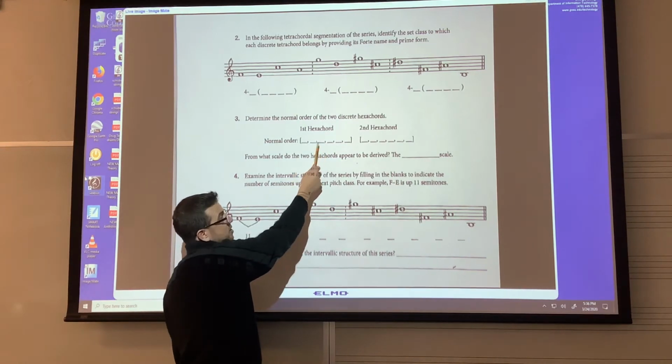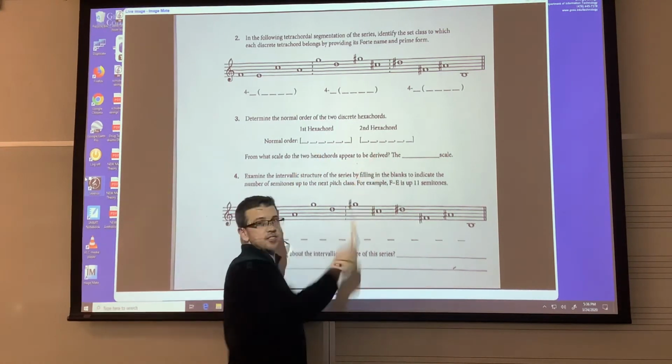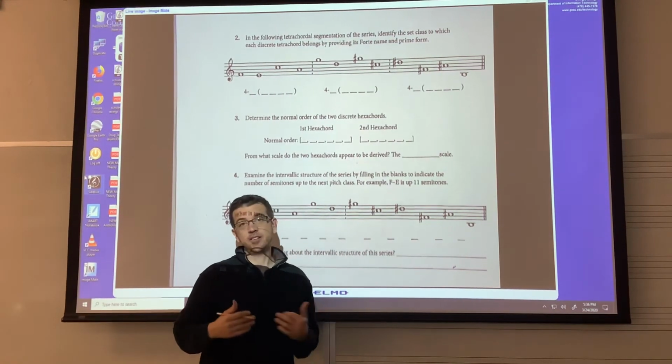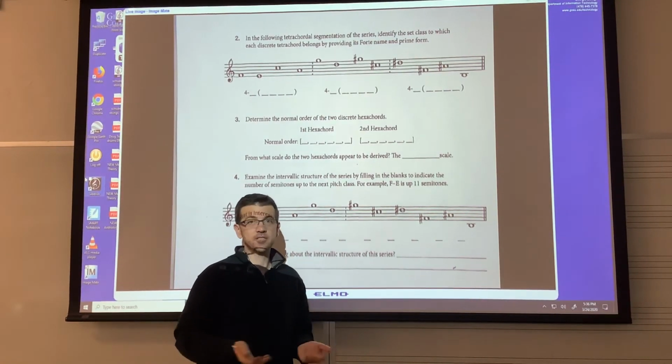Then, what do you notice? What scale does this look like? And what scale does this look like? You'll find that it's actually got a tonal answer to those scales.